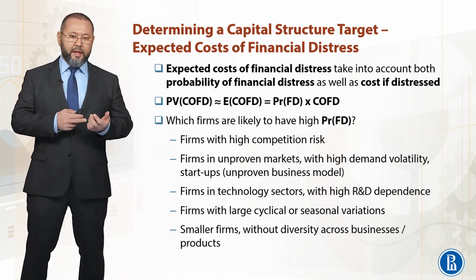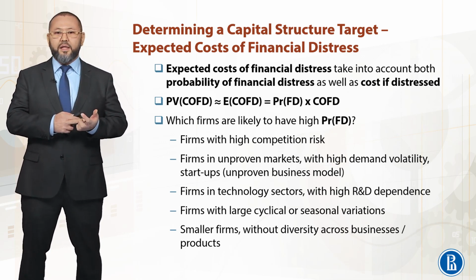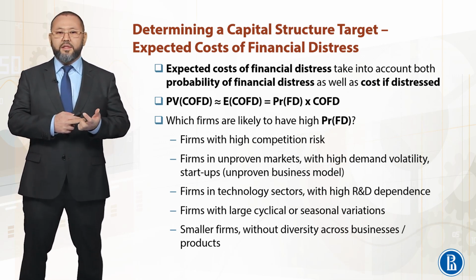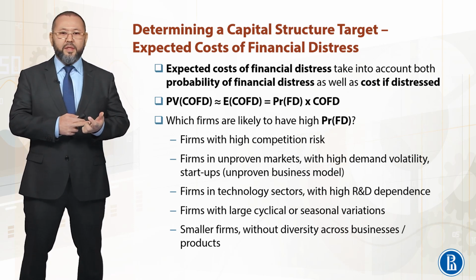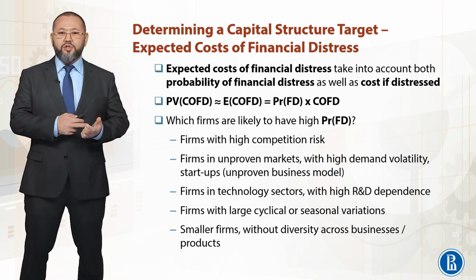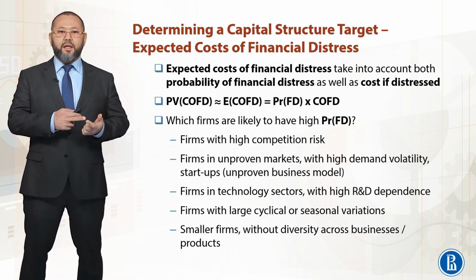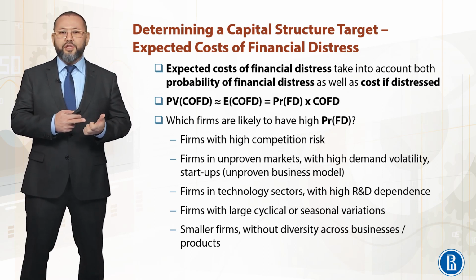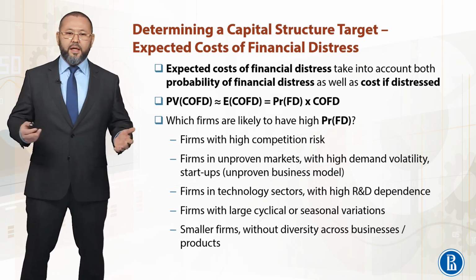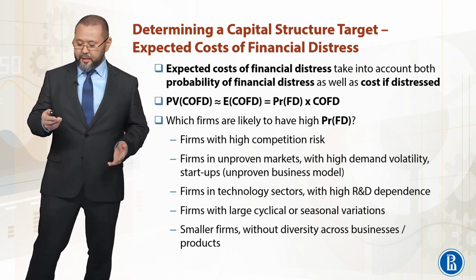It's firms with high competition risk, firms in unproven markets with high demand volatility. It's startup companies with unproven business models. It's firms in the technology sector with high research and development dependence, and it's firms with large cyclical or seasonal variations, and smaller firms without diversity across businesses and products.